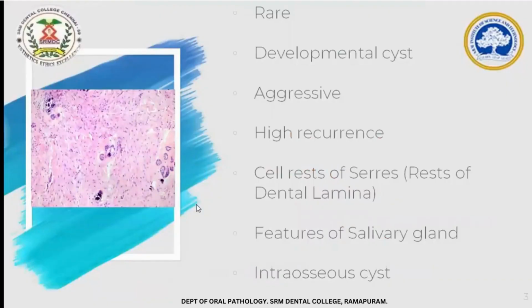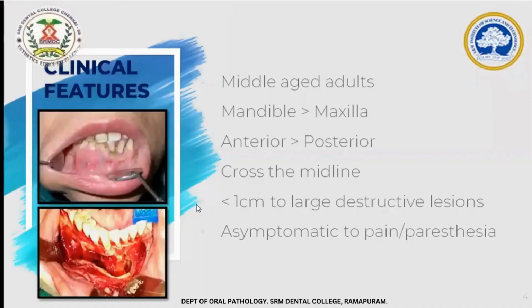It is a rare, as I said before, developmental odontogenic cyst, which is quite aggressive and highly recurrent in nature. The histogenesis is from the cell rests of Serres. As I already said, it is an odontogenic cyst with glandular features, and it is an intraosseous cyst. You will be able to appreciate the radiographic presentations in this odontogenic cyst.